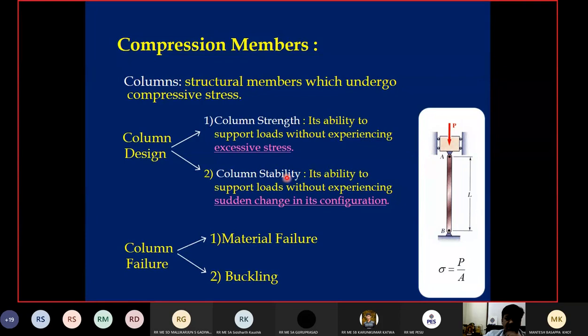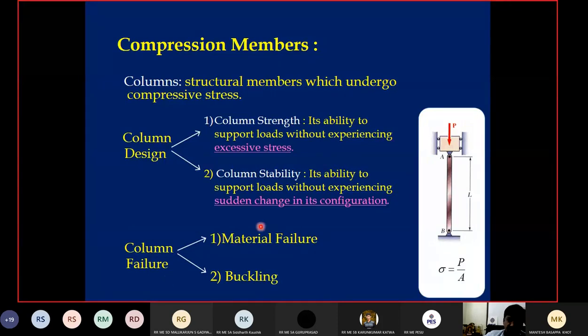So the column stability is very important. It is an ability to support load without experiencing sudden change in its configuration. Now, whenever you have these two definitions for design, that means you should know how the designs are developed. The designs are developed based on the studies that are conducted on failure, or experiments that are conducted, and understanding the failure of a system.